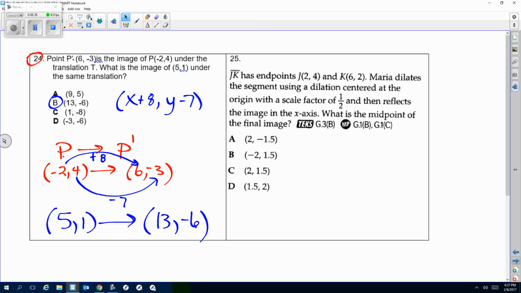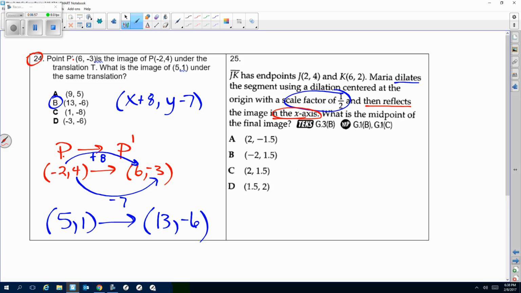And now let's try this one. I'm going to get you started. You're going to finish it. I'm not going to do it all the way. This right here, JK has the endpoints. Maria dilates it. That's important. Center of dilation at the origin. Scale factor of 1/2. That's very important. Then she's reflecting the image in the x-axis.